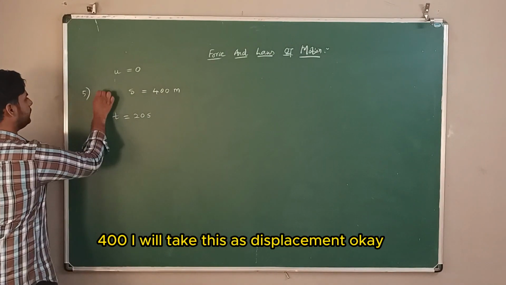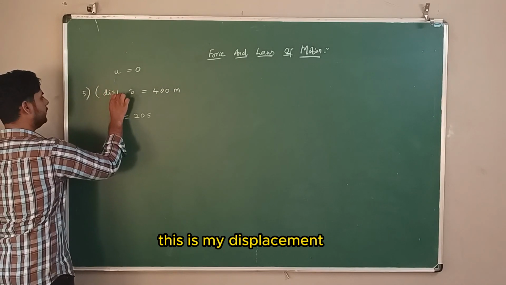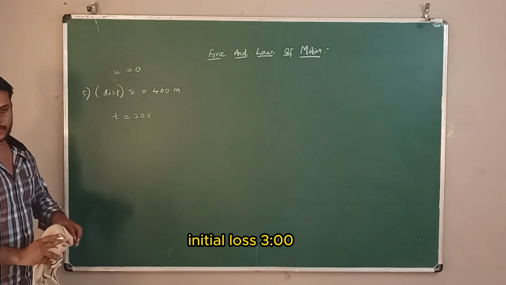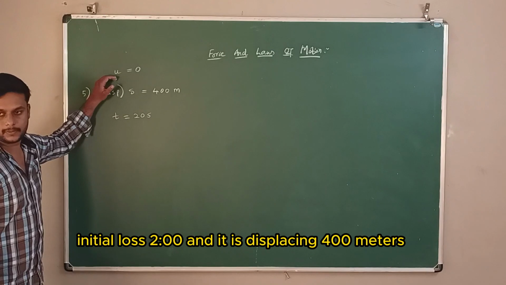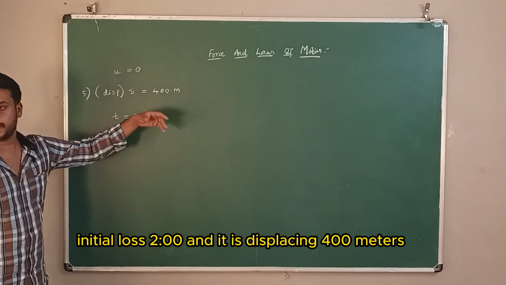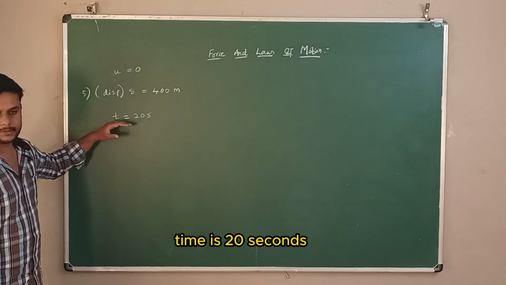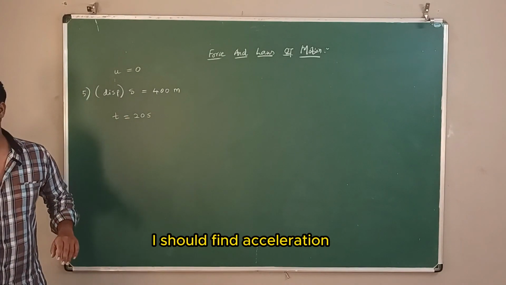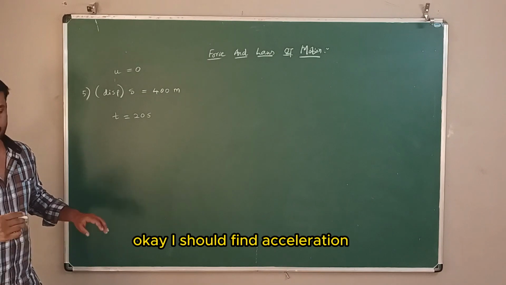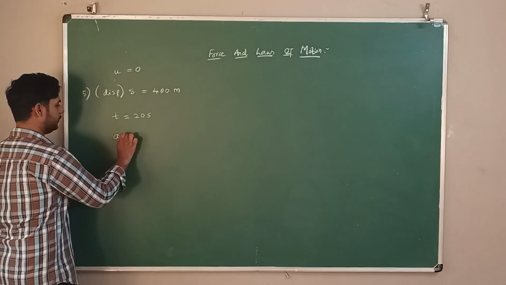400. I will take this as displacement. Okay, this is my displacement. The truck's initial velocity is zero, and it is displacing 400 meters. Time is 20 seconds. I should find acceleration. A is equal to question mark.